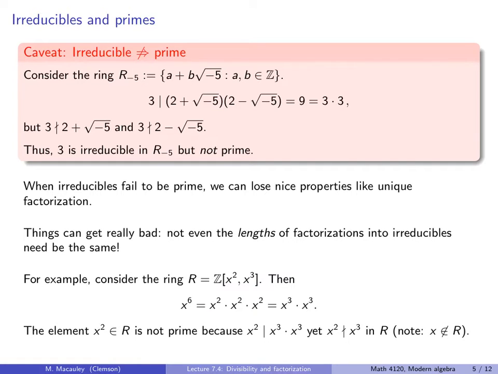The element x squared in R is not prime in the ring because x squared divides this product, a times b, or x cubed times x cubed, but it does not divide either irreducible, does not divide x cubed in the ring because x is not in the ring. So here's an example of an element that can be factored into irreducibles not only in 2 different ways, but involving 2 different lengths of irreducibles.